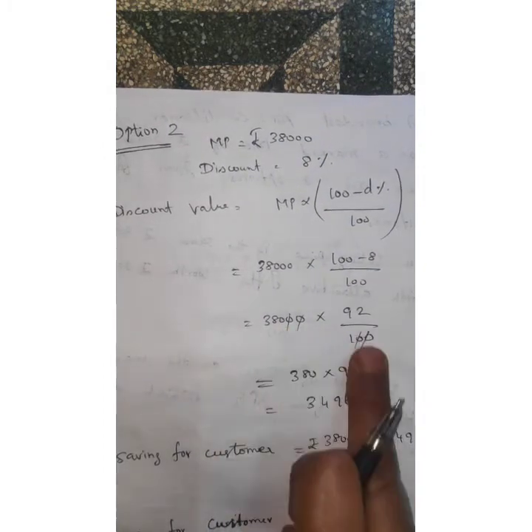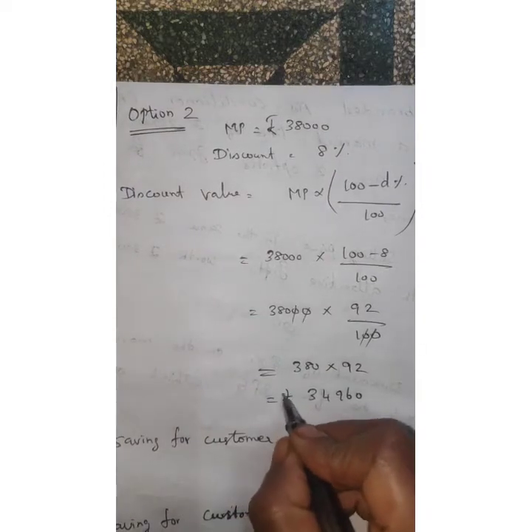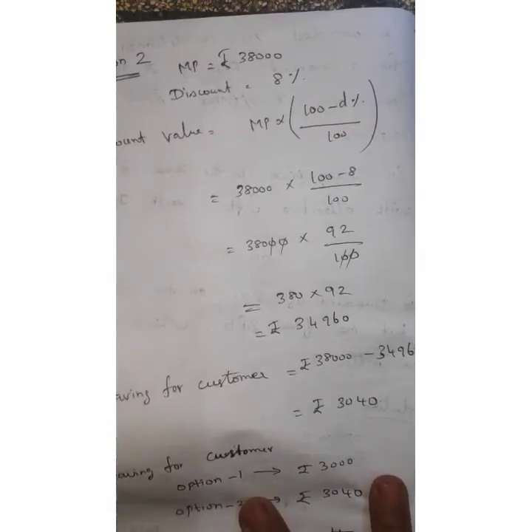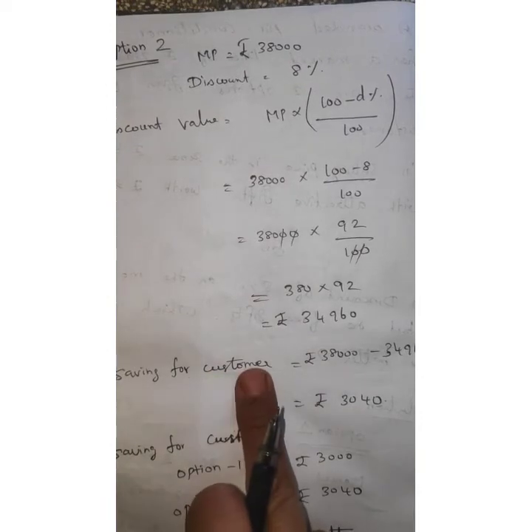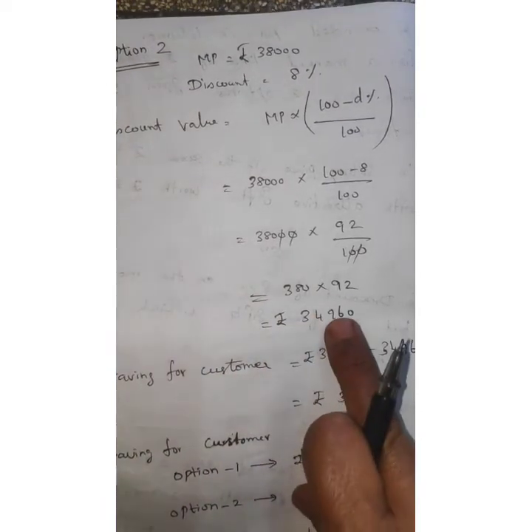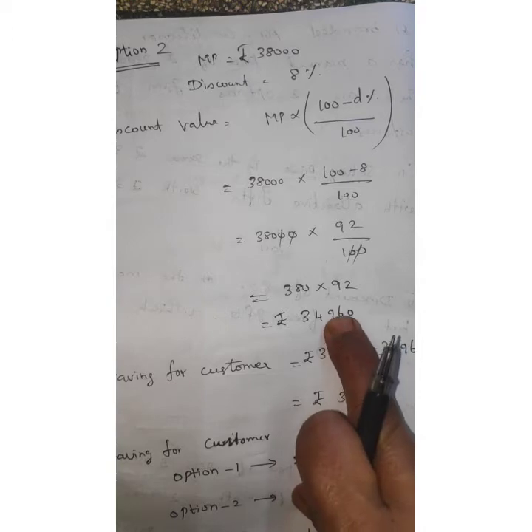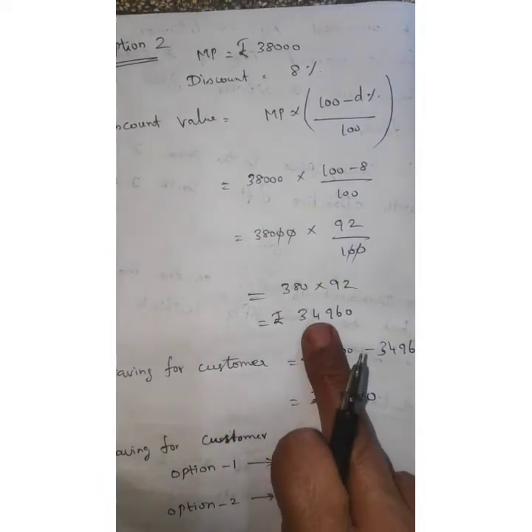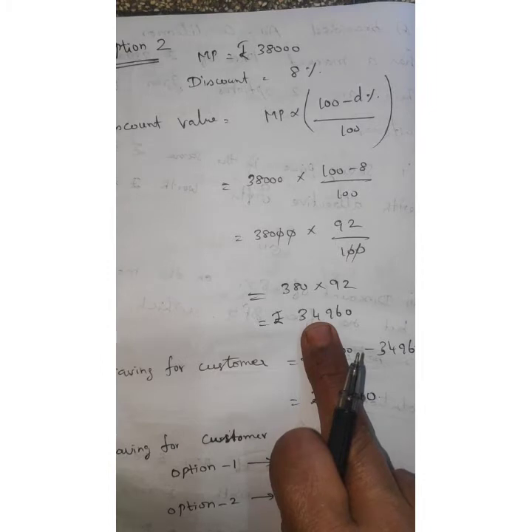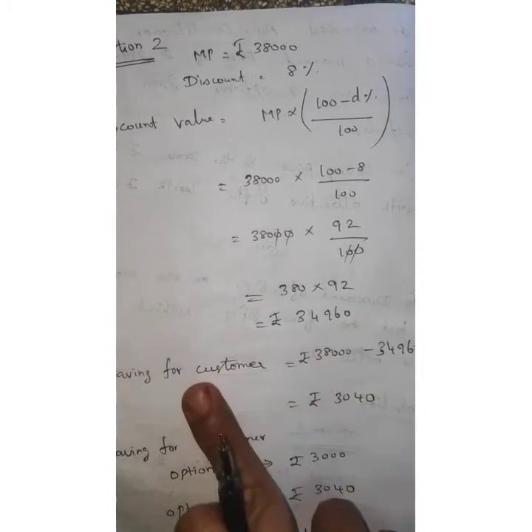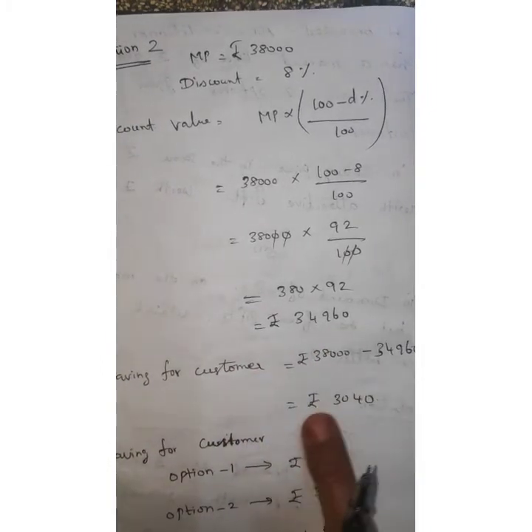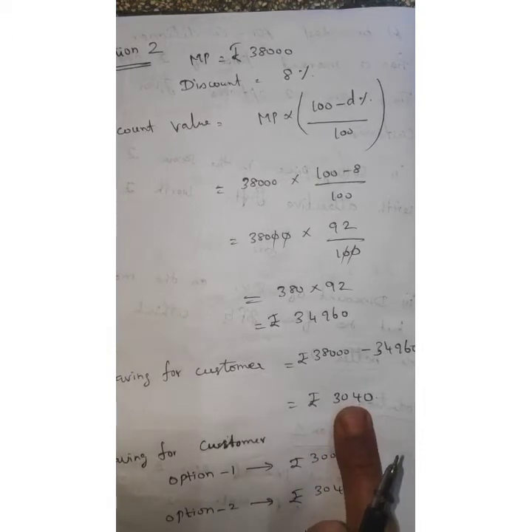92 by 100, the 0s strike out there. Multiply and get the answer equal to 34,960 rupees. So saving for the customer equal to the AC amount, how much is there? 38,000. Now with that discount offer, the AC value equals 34,960. Now the saving for the customer equals 3,040 rupees.